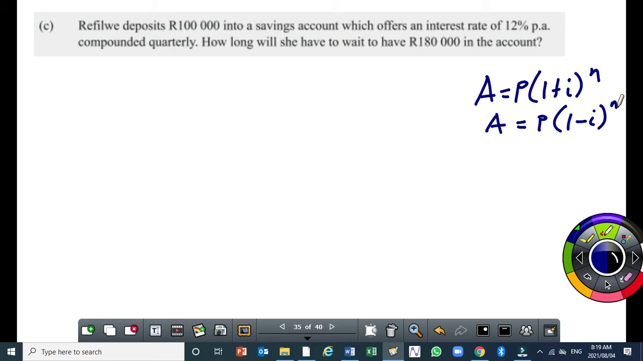Remember the second formula. I need you to pay attention. Put the other one away. The second formula, this one here, is called the reducing balance formula.